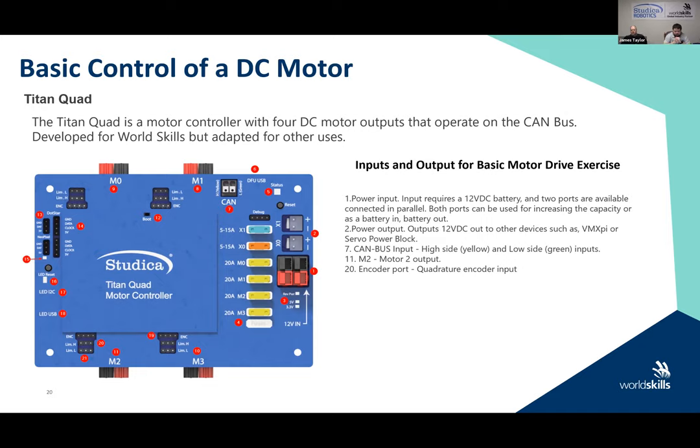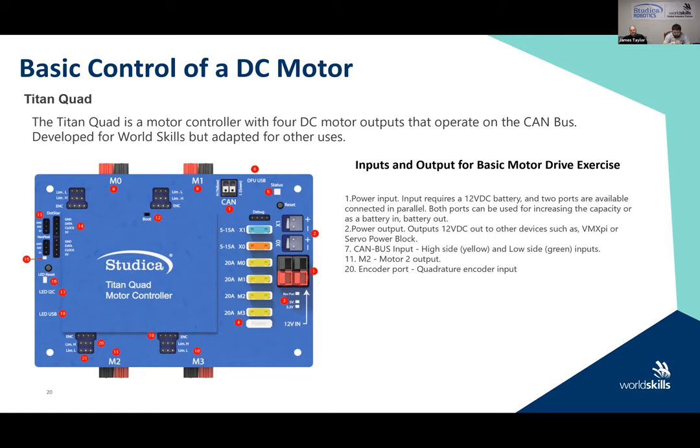Basically, one thing to remember about the Titan Quad is it requires 12-volt power. There are two ports here that can be connected in parallel if you wish. What I did was I took this from the docs, and I basically have the numbers here in my PowerPoint slide. They correspond to what you are going to be wiring up right now if you were connecting one motor for our sample code. So you will see that we have the power input and the power output. The power output would go out to the VMX-pi, or to the servo power block. You can chain them together.